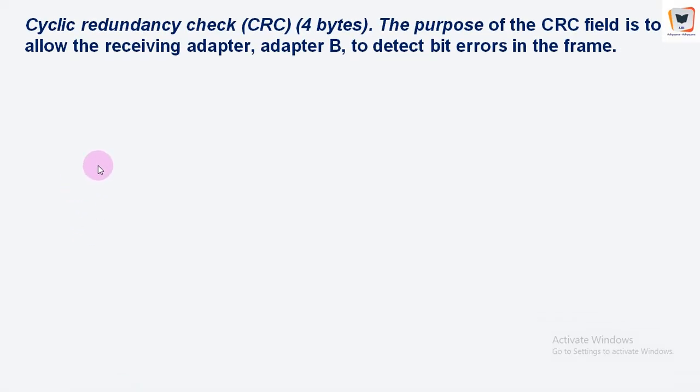Okay, the cyclic redundancy code, that is the CRC code. The purpose of this CRC field is to allow the receiving adapter, that is the adapter of the other node, let us say B, to detect bit errors in the frame.